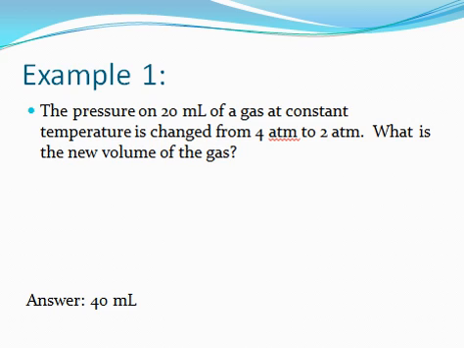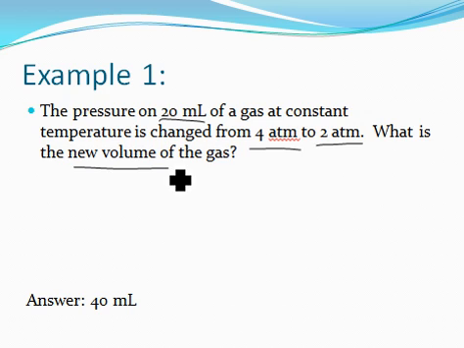So what we want to do is be able to be given a word problem, and from the word problem we're going to show you how to solve a question related to Boyle's law. So the question reads, the pressure on 20 milliliters of gas at constant temperature is changed from 4 atmospheres to 2 atmospheres. What is the new volume of the gas? So all year we've been really working on annotating or marking up our questions. So in this particular case, we want to underline our units because our units are really important. So we have 20 milliliters. Keep that in mind. We have 4 atmospheres and we have 2 atmospheres. We're looking for a new volume.